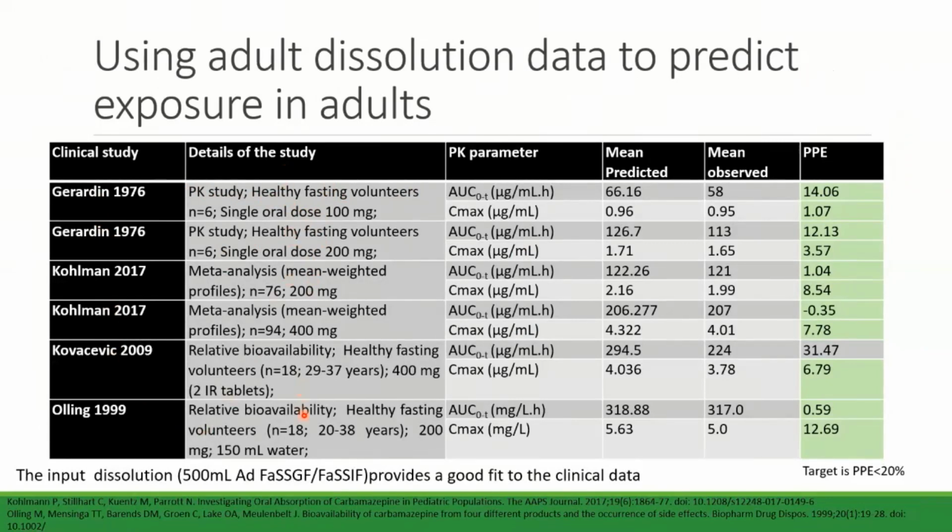So these are all the studies that we integrated, and we compared our predicted data using the PK parameters of the area under the curve and the Cmax to the observed data. And what we've got in this final column, which I'm going to just highlight, is our percentage prediction error. Where we've got a value of less than 20%, or where these are green, we were happy with our modelling. So there's one case where it wasn't, but otherwise we were generally pretty happy that using the 500 millilitres of the simulated gastric or simulated fluid provides a really good fit to the clinical data.